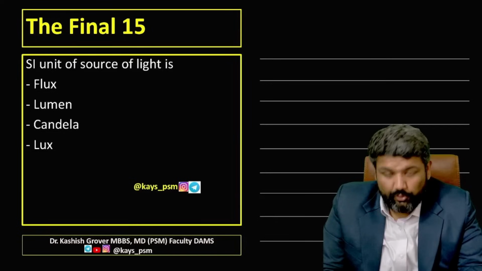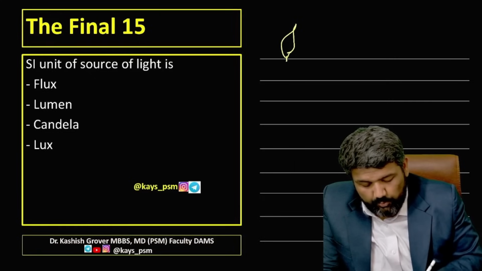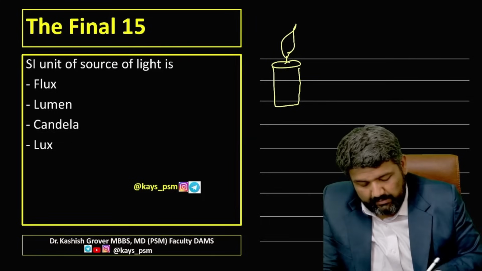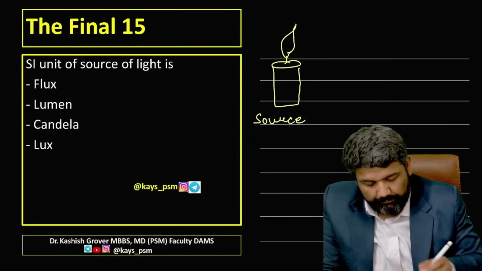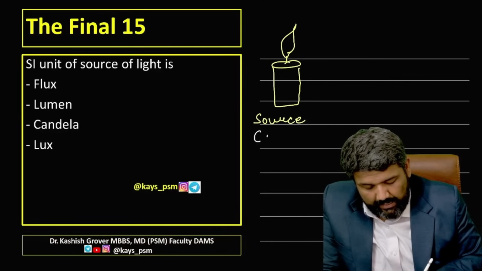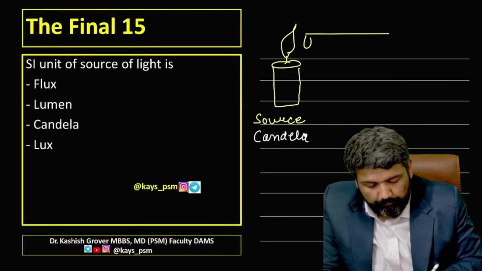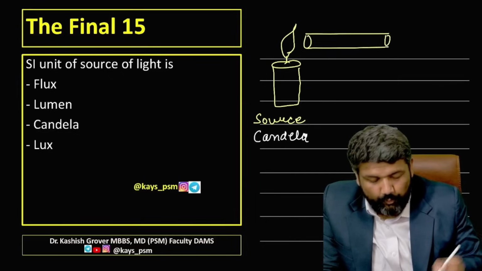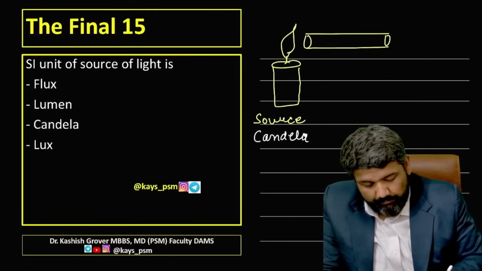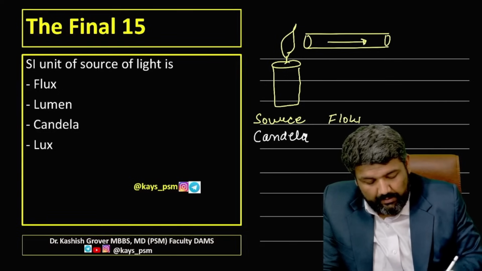SI unit of source of light. So guys, this mnemonic, one student told me a few years back. This is the source of light. What is the SI unit? Candela. Then the light flows. And anything in medical, a tube-like structure is known as lumen. So for the flow of light, it is lumen.